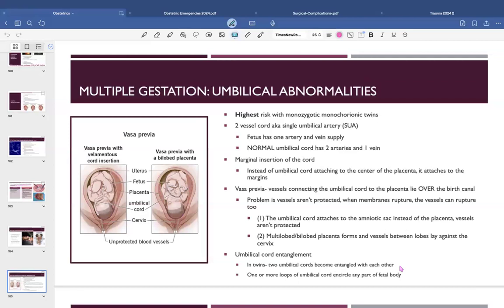The problem is those vessels aren't protected. So if you have a baby and you're trying to push vaginally, that might be a huge problem. We are not going to do a vaginal birth for those, because they're going to rupture all those vessels. Probably mom's going to hemorrhage. So keep that in mind. Umbilical cord entanglement is common in twins, which is why they sometimes will get delivered sooner rather than later. Or a cesarean section may be recommended, which we'll talk about later in labor and delivery.